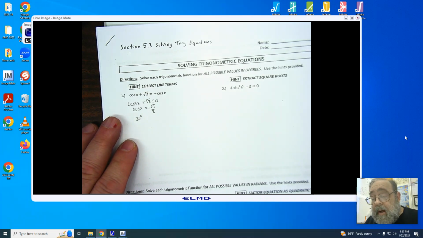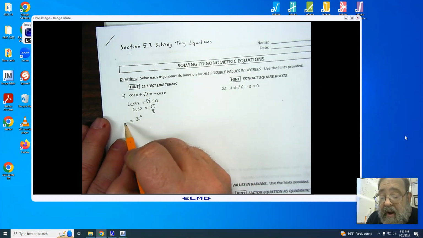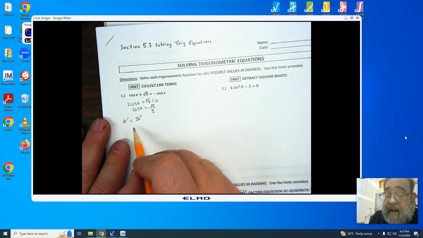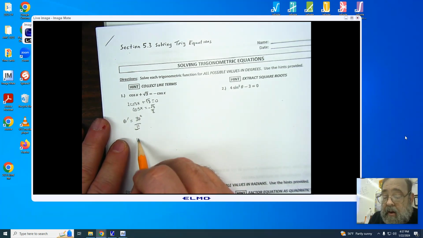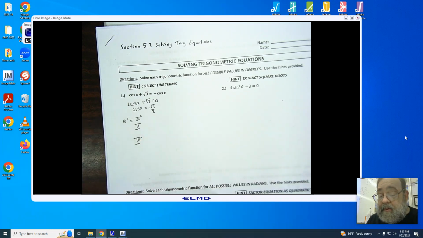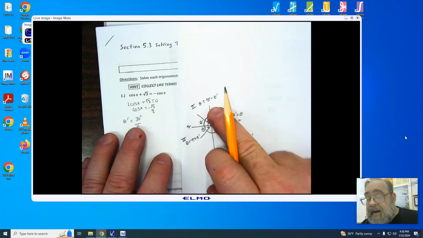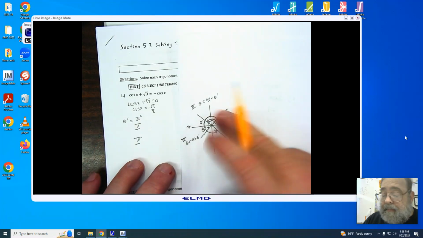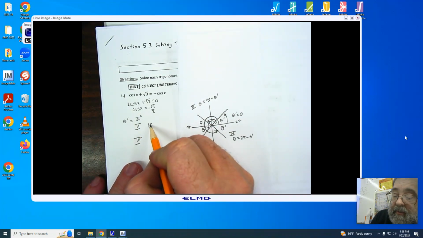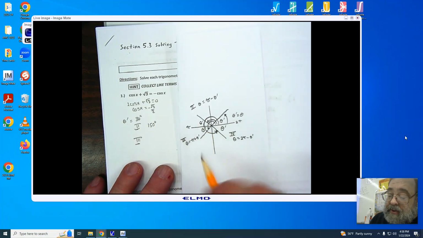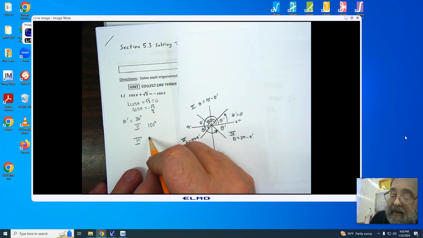Now keep in mind that this is my reference angle, and I know cosine is going to be negative in the second and the third quadrant. So referencing that little piece of paper again, in the second quadrant, we're going to subtract 30 degrees from 180, and our first answer is 150 degrees. And in the third quadrant, we're going to add 30 degrees to 180, and we get 210.